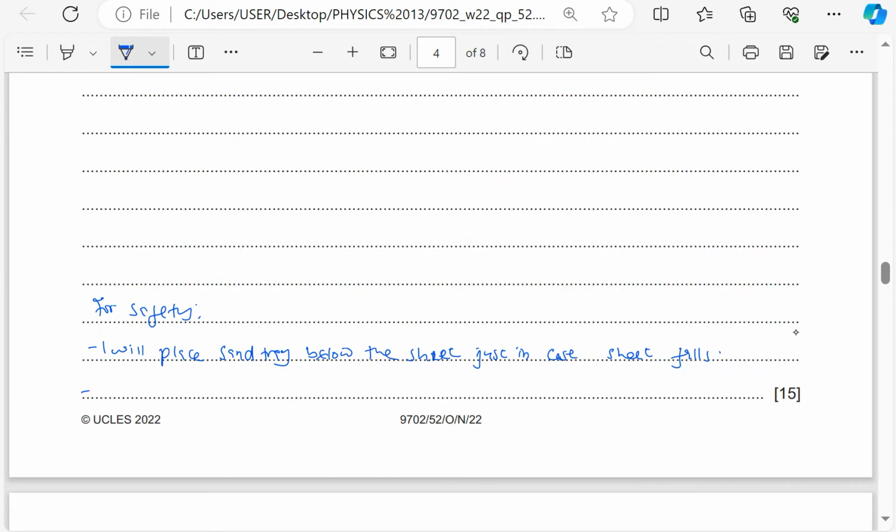That is safety. I've also said I will also use gloves to protect the hands from the cuts, due to the sharp edges. Okay, that is always one mark.